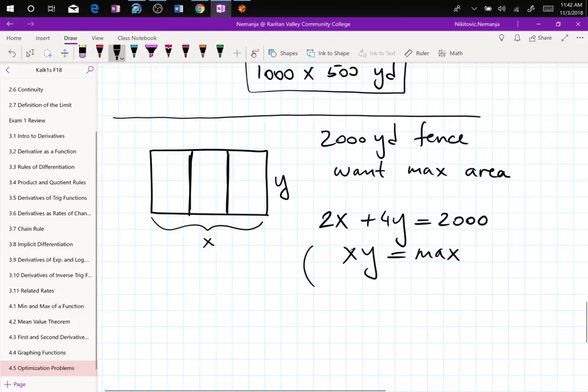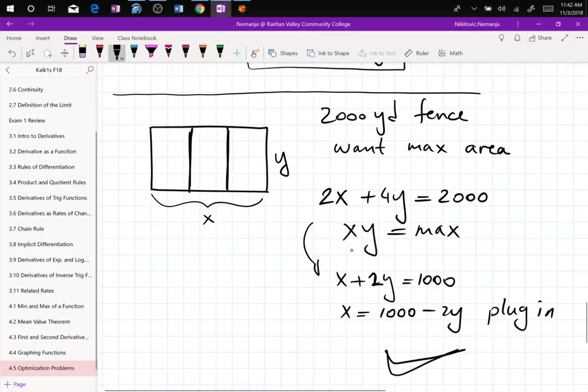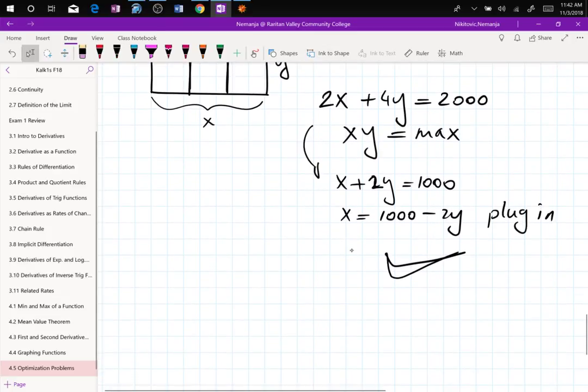So now from the top equation, your x plus 2y is equal to 1000. From where x is equal to 1000 minus 2y, plug in, and you get this expression now. Just do it.